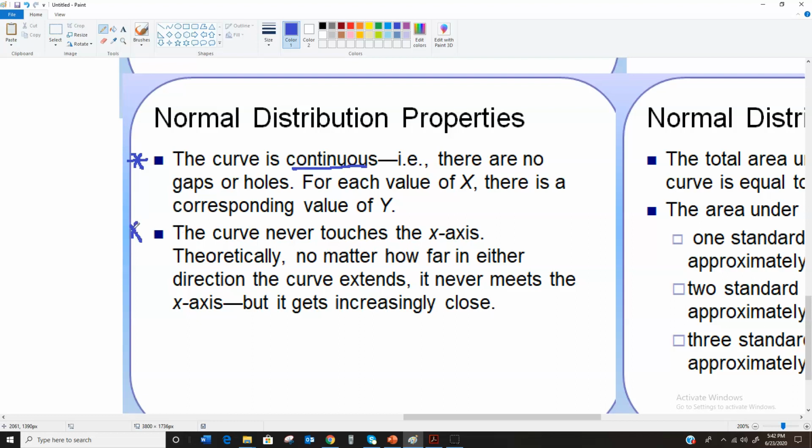And again, it's theoretical that it never touches the x-axis. Theoretically, no matter how far you go, nothing is impossible. Those tails should still be a little bit above 0 because any height of the sunflower is possible. But we know in practice that that's not exactly true. So this never touching the x-axis, that's only in theory.